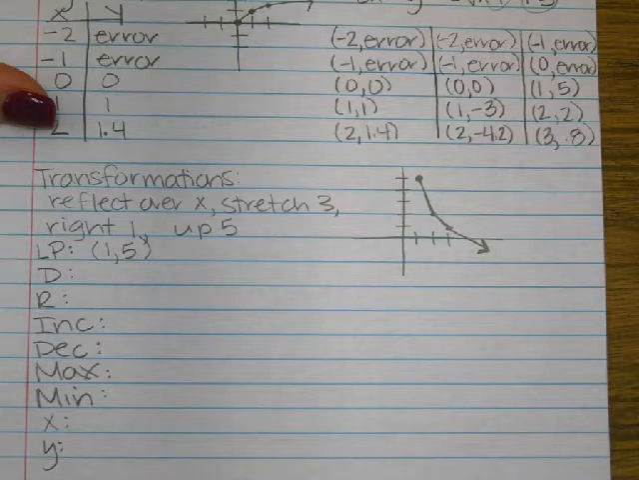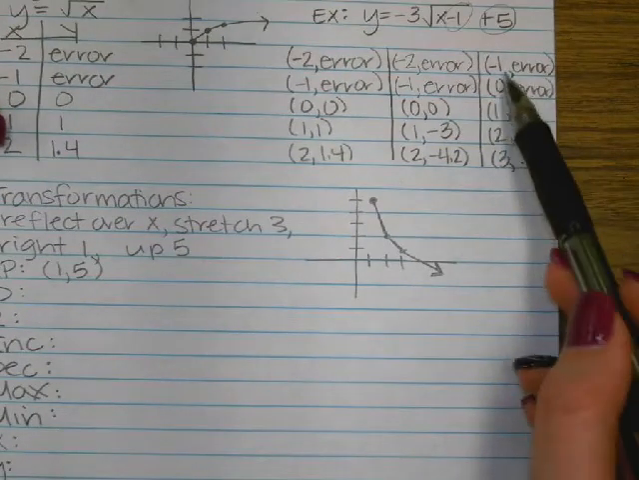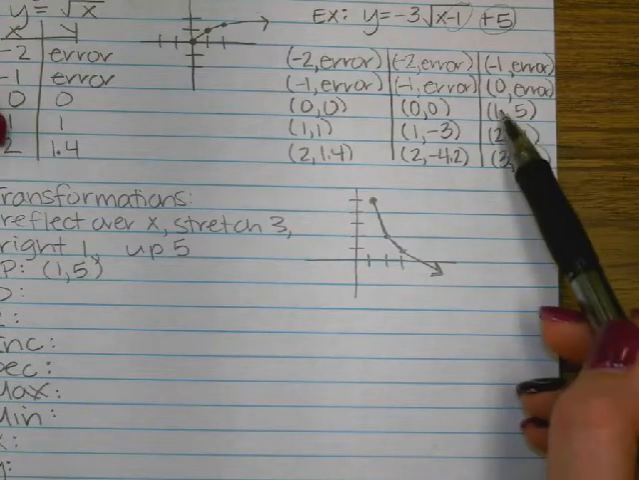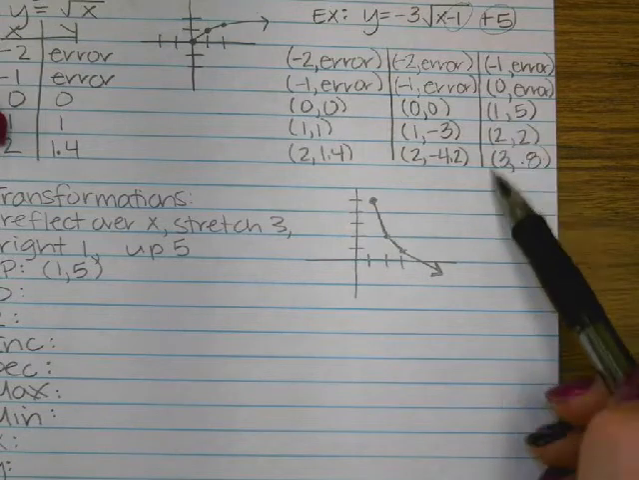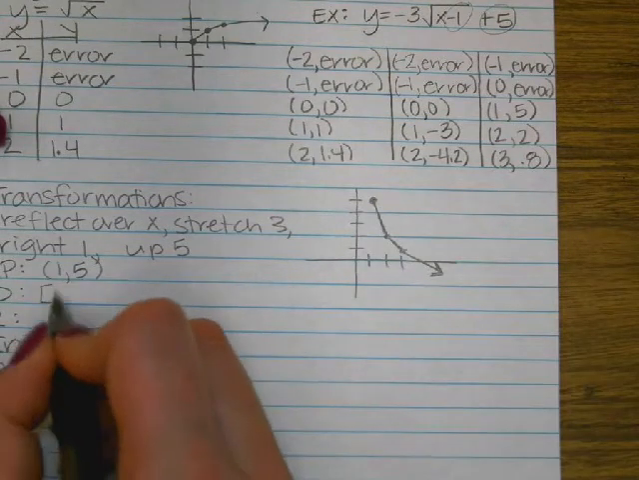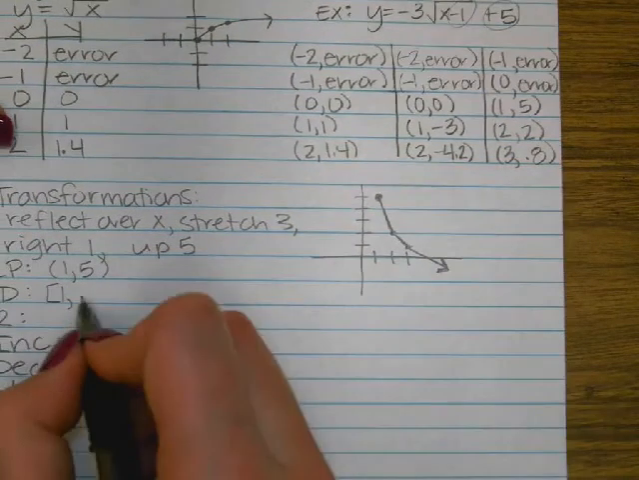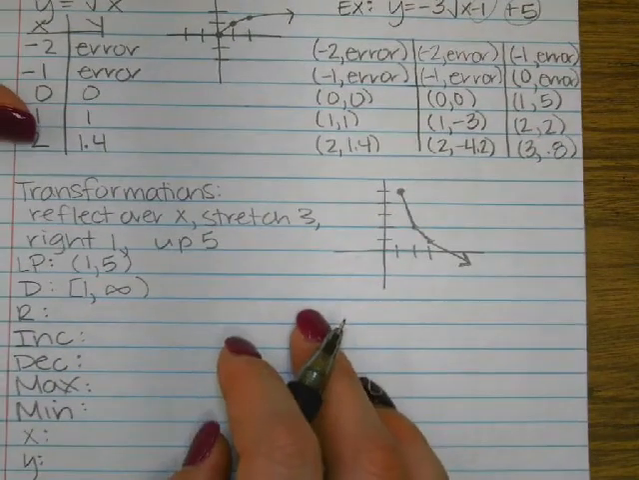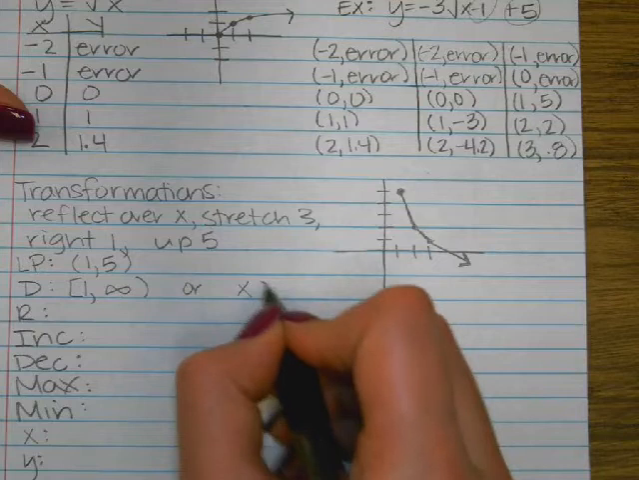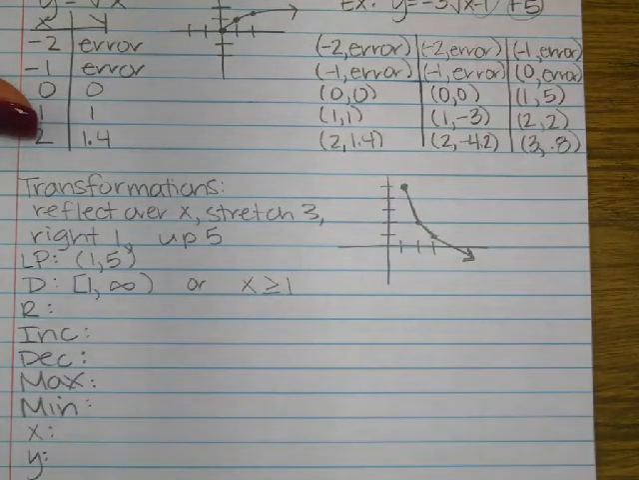So for the domain, we have to think about the x values that we were allowed to plug in. We were not allowed to plug in -1. We were not allowed to plug in 0. But we could plug in 1 and 2 and 3, anything bigger than 1. So for your domain, you're going to say I can plug in 1 and anything bigger than that, anything that goes to the right. So that's from 1 to +infinity. The other way you could write that is that you can plug in x values that are greater than or equal to 1. So however you want to write that is totally fine.